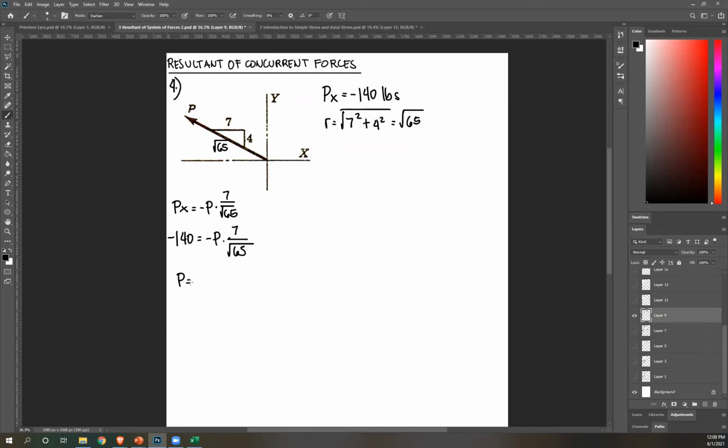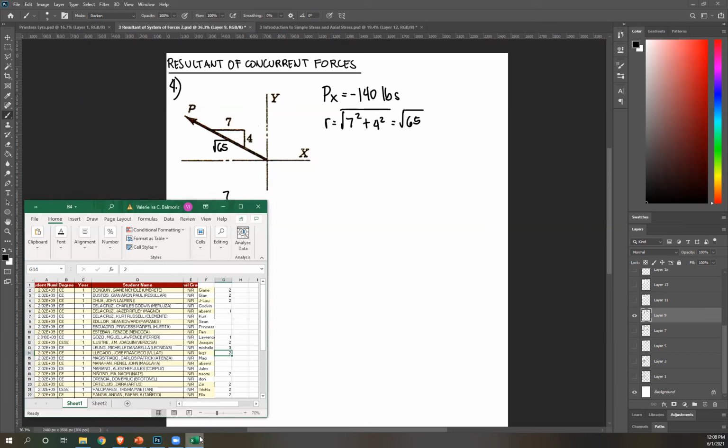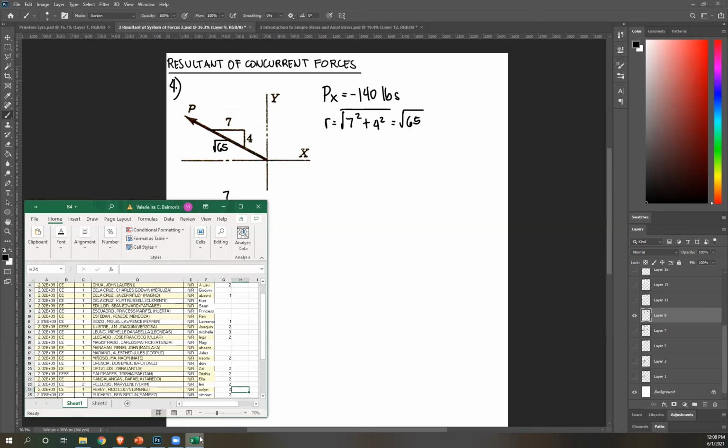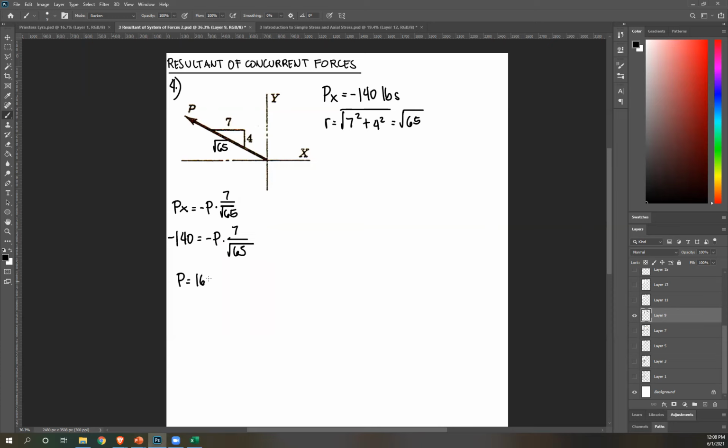Correct, it's 161.25. Correct, Marilyn and Rick. 161.25, and then write out its unit, pounds.